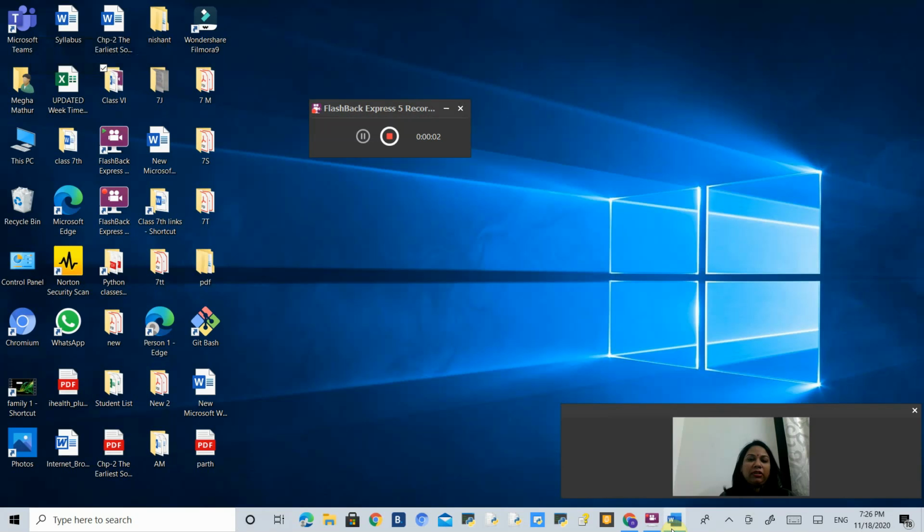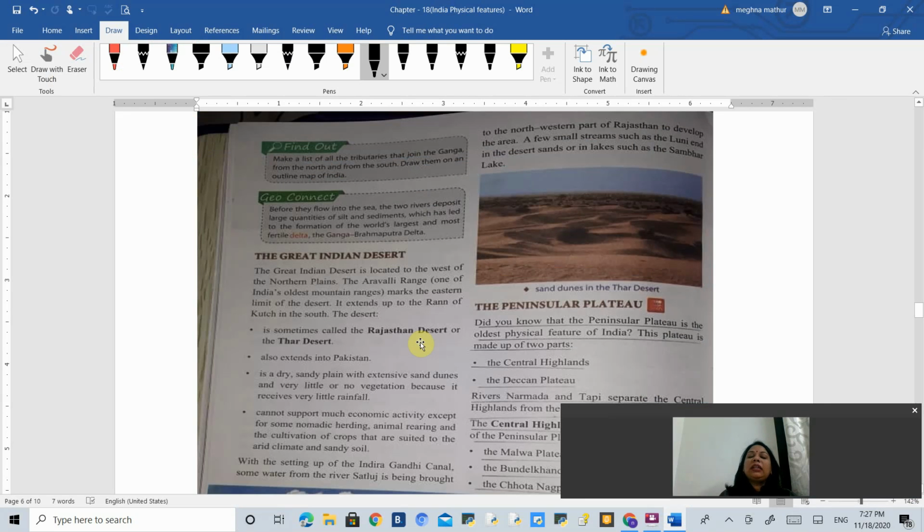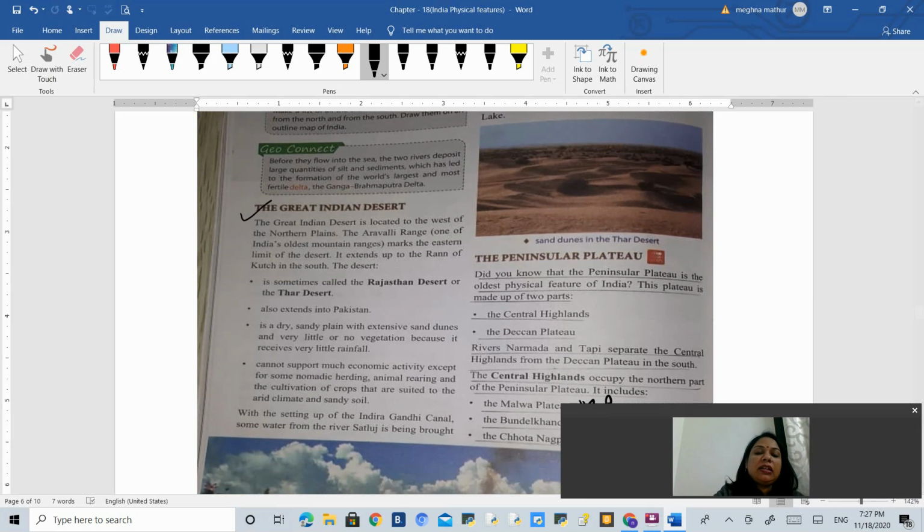Good morning, everyone. So, in the last class, we started with chapter number 18, which is physical features of India. In this chapter, there are six physical features which we are going to study one by one. We have already done the northern mountains and the northern plains also. The third physical feature of India is the Great Indian Desert.